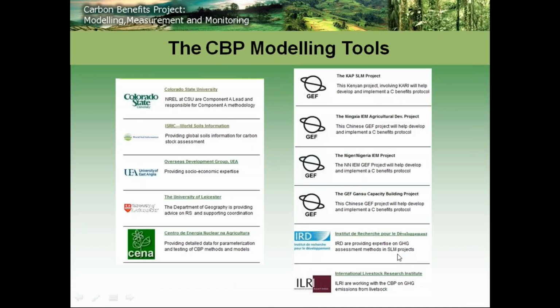So the Carbon Benefits Project tools were developed by a whole consortium of different organisations. They were developed and released in 2013. The greenhouse gas accounting tools were actually developed by Colorado State University, and this was backed up by soils information provided by ESRI, which is the World Soils Information Centre, and then there's a range of socio-economic tools which were developed by the University of East Anglia in the UK.